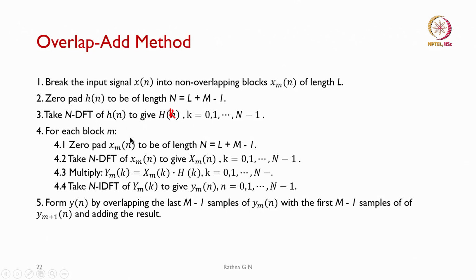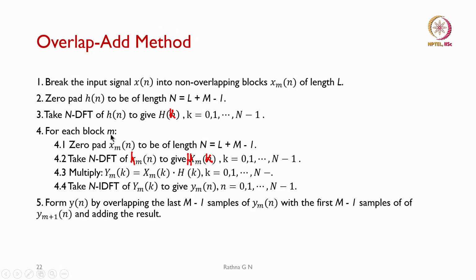So, for each block m we are going to zero pad x m of n to be of length N equal to the same thing, L plus m minus 1, and then we are going to take the N point DFT of x m of n to give X m of k for k equal to 0 to N minus 1. So, multiply X m of k with H of k.